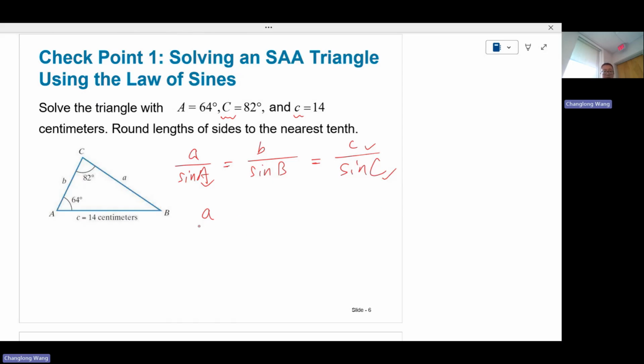Well, let's do that. So we're plugging in the numbers. a over sine 64 degrees. And in this chapter, you're most likely dealing with degrees. Equals 14 over sine 82 degrees.